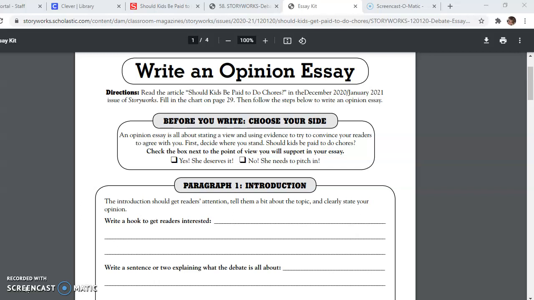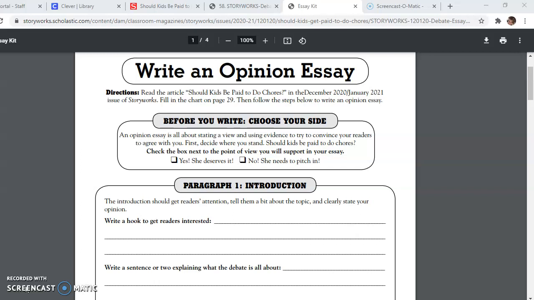Remember, our article is titled, Should Kids Be Paid to Do Chores? That was the debate between the girl in our article and her mother. So I have dropped the article in Schoology again for you when you get to the puzzle piece, so you can refer back to the article.